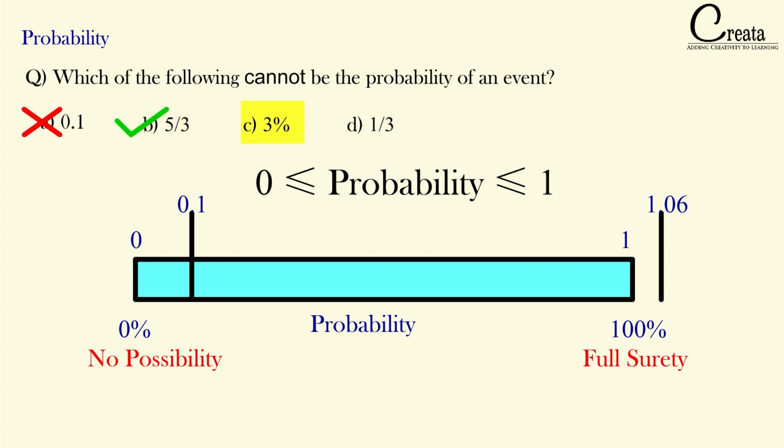Let's check the others. C is 3%. Yes, the probability lies between 0 and 100%. D, 1 by 3. Yes, 1 by 3 is again between 0 and 1. So choice B is the correct one, or we can say it cannot be the probability of any event because it does not lie between 0 and 1. So we are just covering the basic concept and you have solved one question. And this question has been asked in previous board exams.